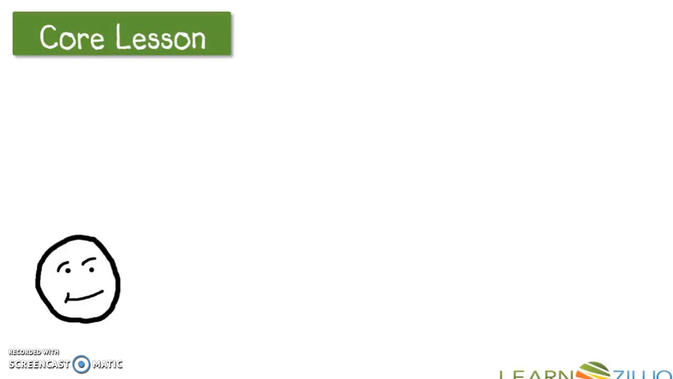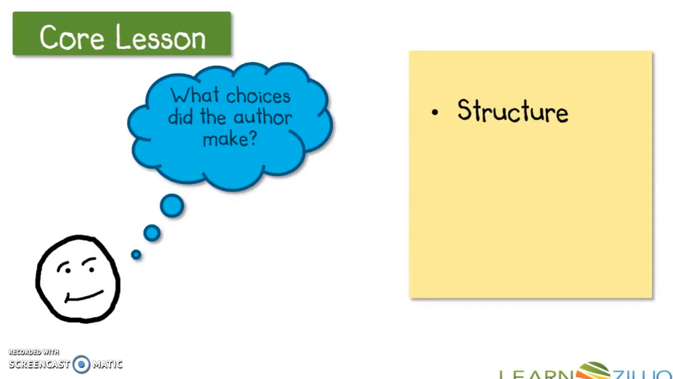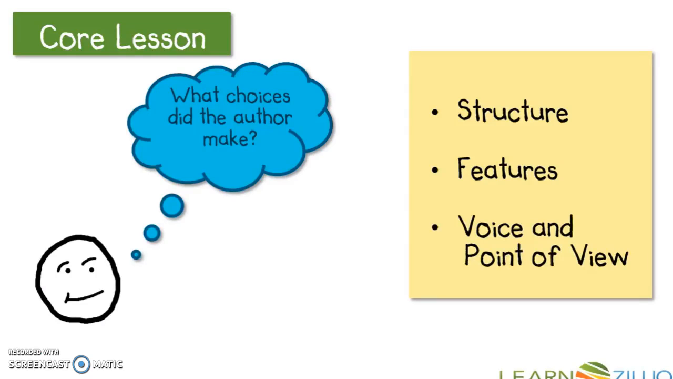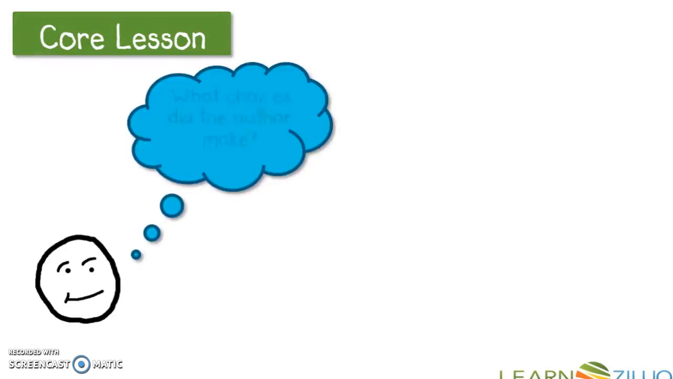So, when we're thinking, what choices did the author make? There's a few different things we can look at. We can think about the structure the author used to write the article. We can think about the features the author included. And we can think about the voice and point of view that the author used. So if we think about this particular article, Life for Slave Children, what choices did the author make? I can think about structure, I can think about features, and I can think about voice and point of view.